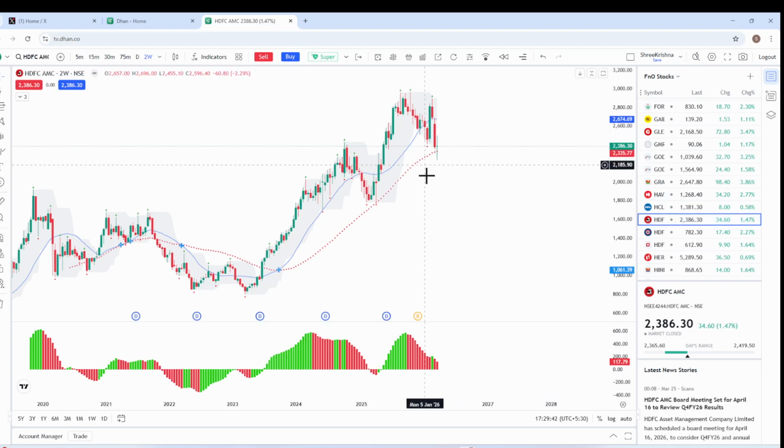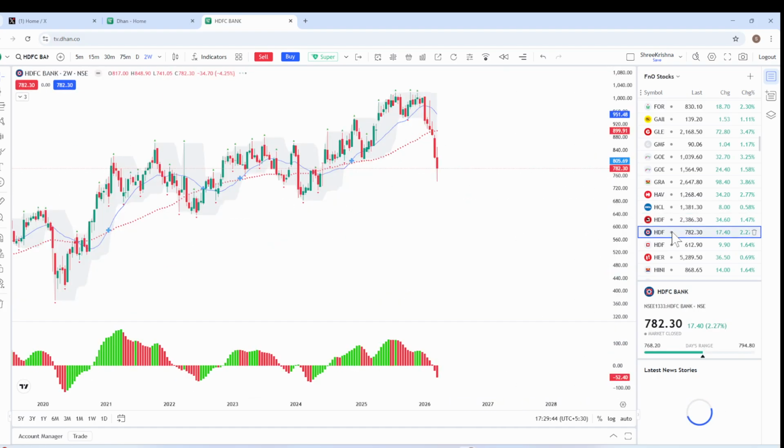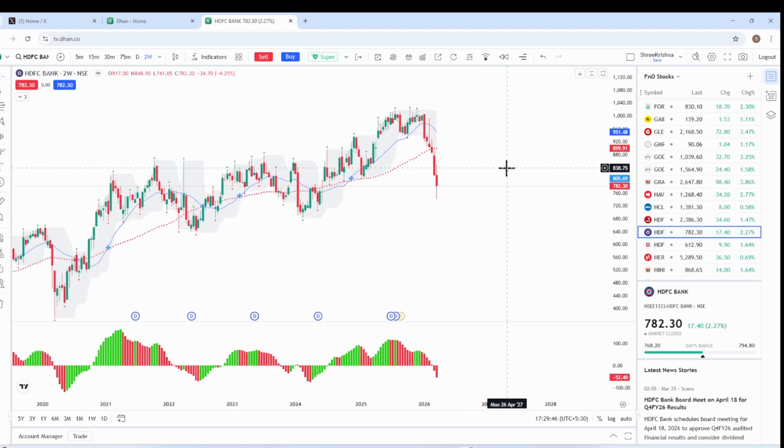HDFC AMC, we did warn you. I did warn you on this, and this was very clearly evident. There was some issue here, and we made an entry somewhere here at 950, 960, and yes, we covered it somewhere here at 760.